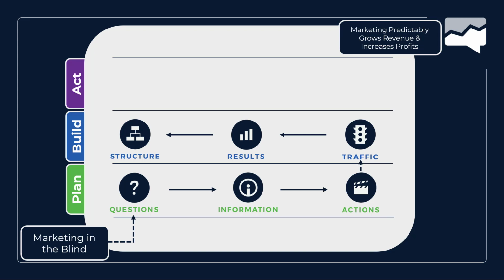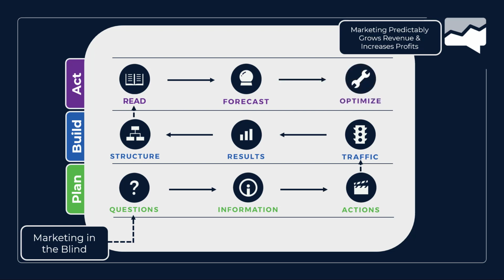Once we have the build done, then we can actually start acting on everything. That's where we first read the reports. Then when we've got our benchmarks, we start to forecast based upon those benchmarks. Ultimately, we then optimize because we're going to measure against our forecast. That's going to tell us what's working and what's not. That's the optimization phase. And when we've got all of that together, we can finally start predictably growing revenue and results. That's the measurement marketing framework in a nutshell.